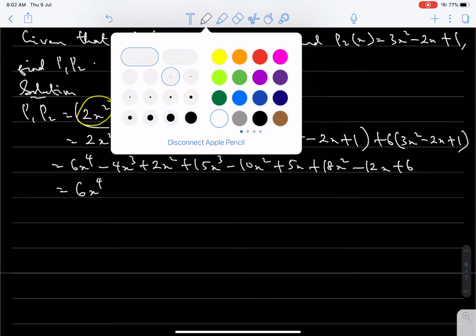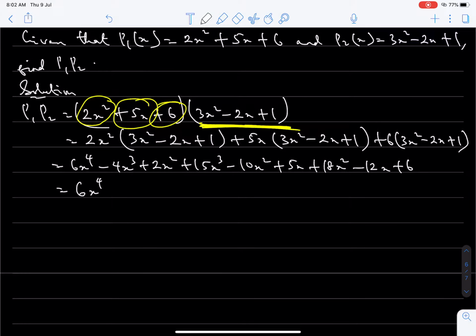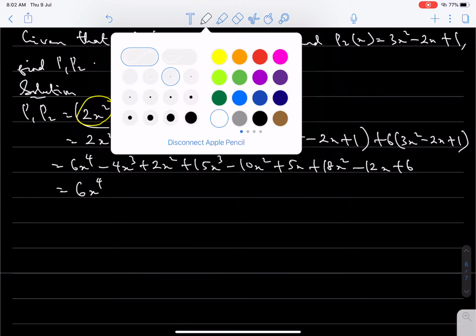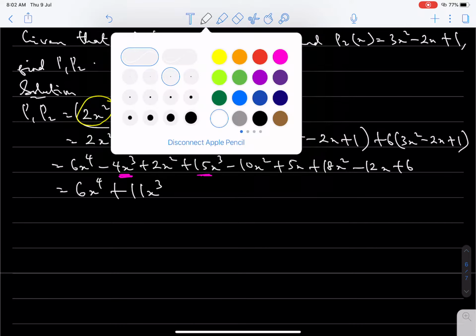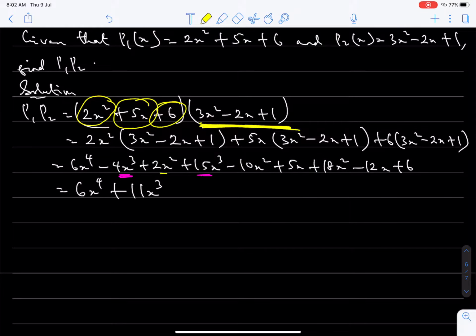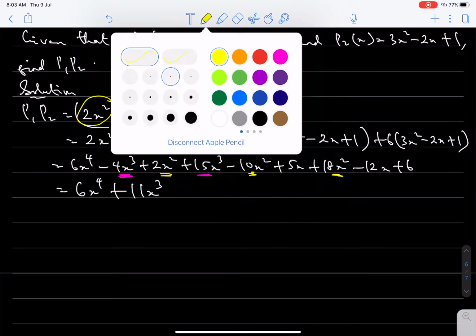Now we combine the like terms. Minus 4x cubed plus 15x cubed is 11x cubed. That's plus 11x cubed. Now to the x squared term, plus 2x squared minus 10x squared is minus 8x squared, plus 18x squared. That's plus 10x squared.